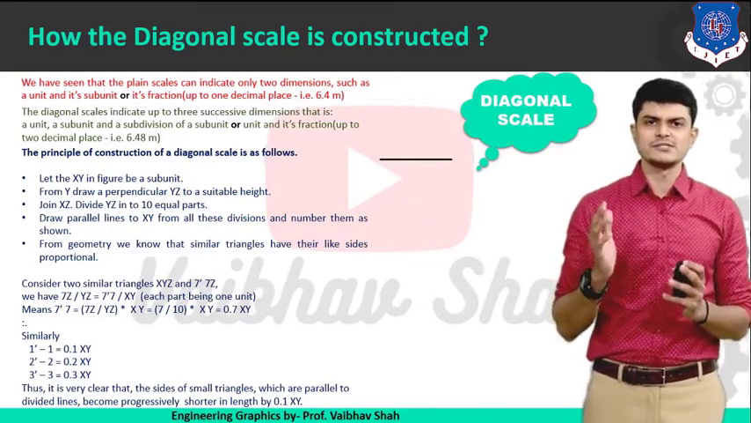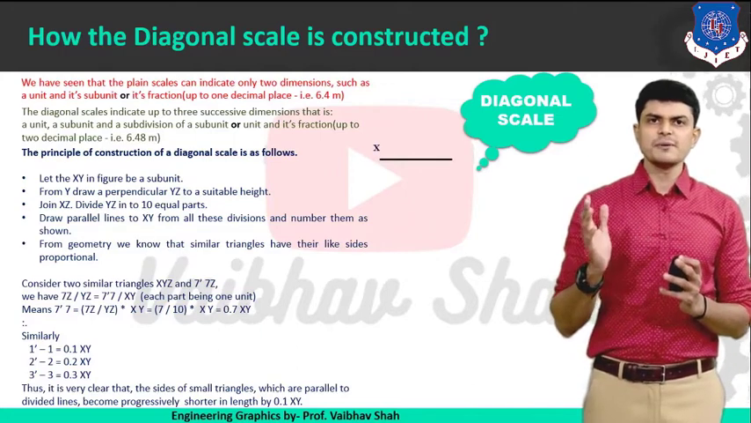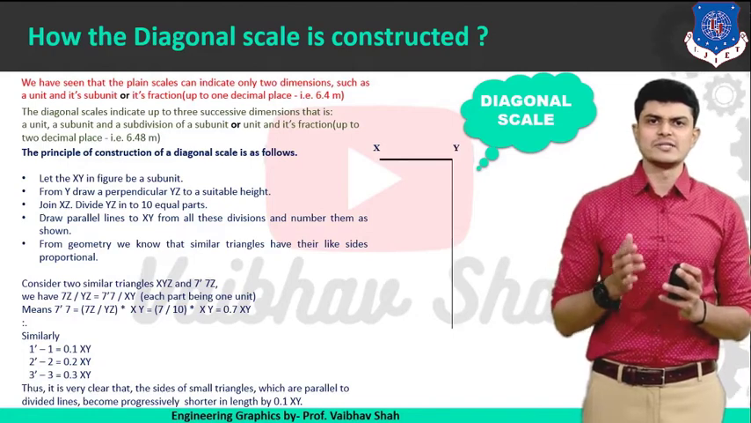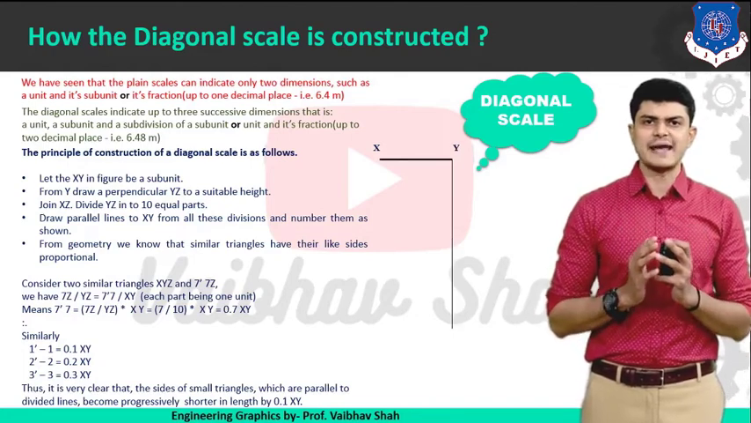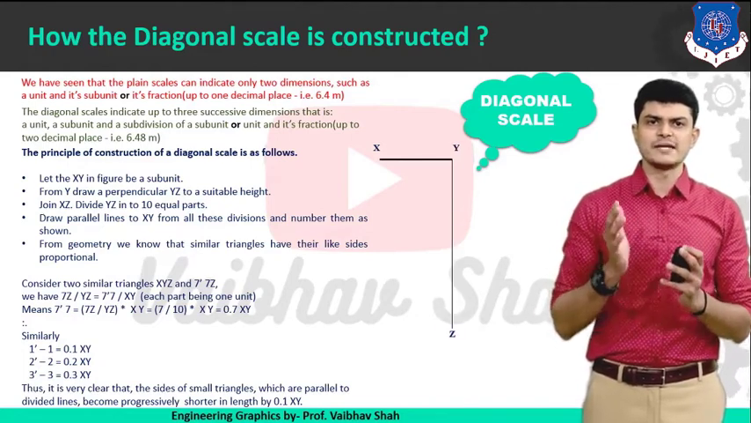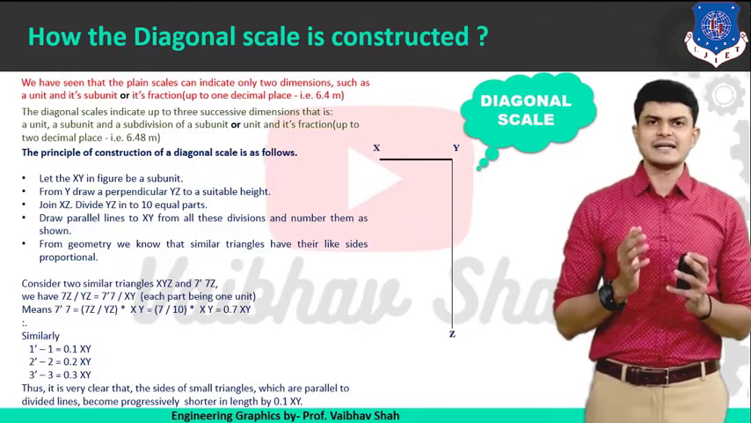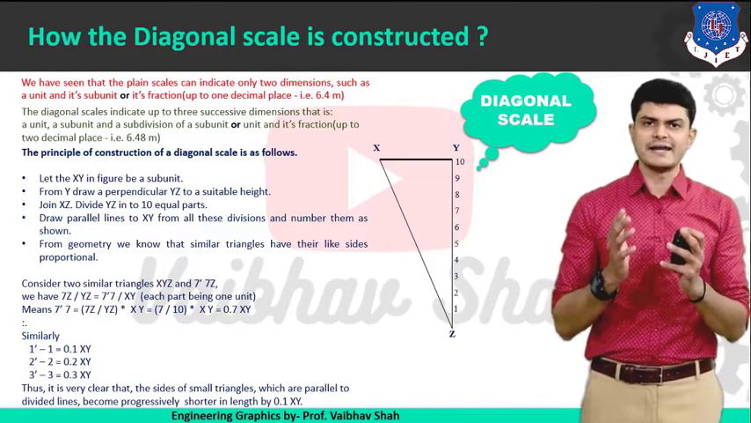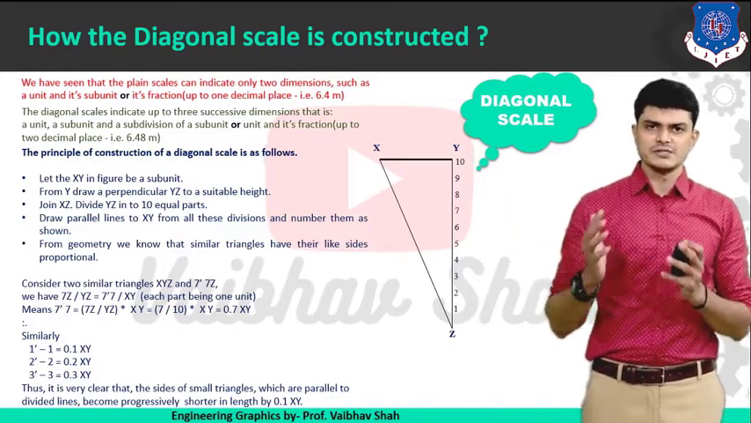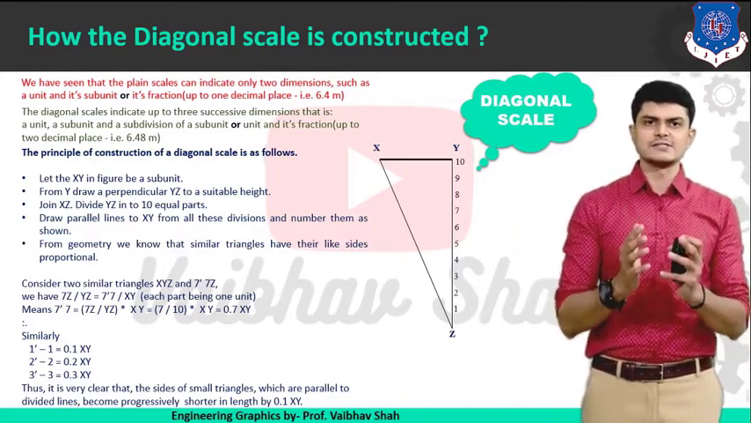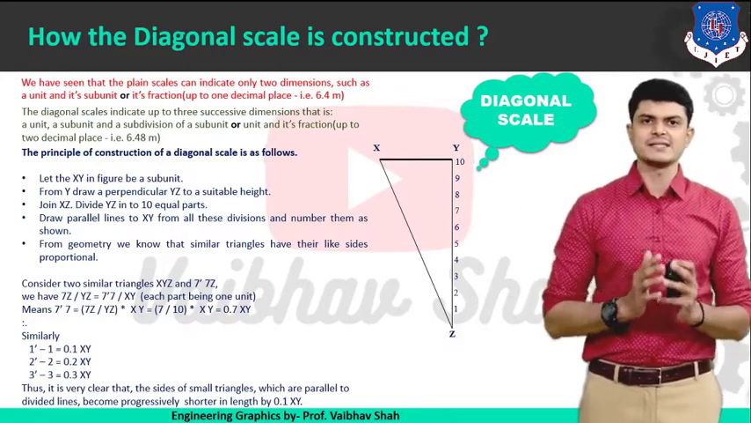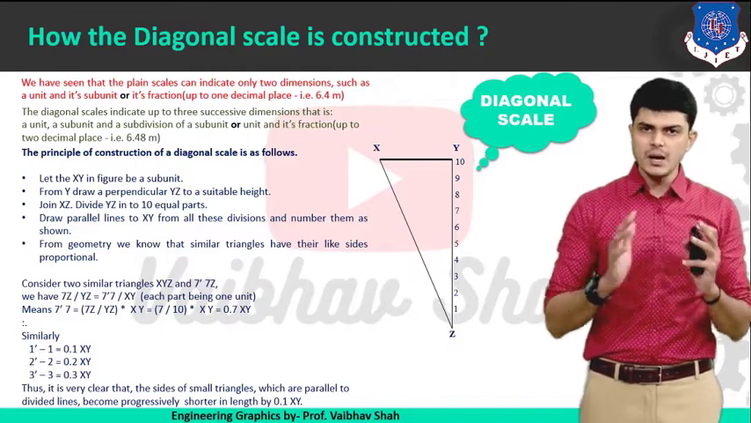So let us see. Let us suppose this is your subunit xy. Now let us draw one vertical line from y. This will be your line perpendicular to your xy line, and let us denote it by z. After that, let us divide this line into 10 equal parts. For our simplicity, let us assume that this line is 10 centimeters. We have divided this line into 10 equal parts.